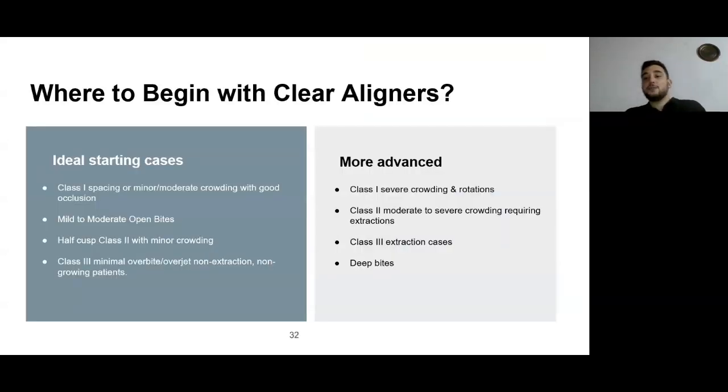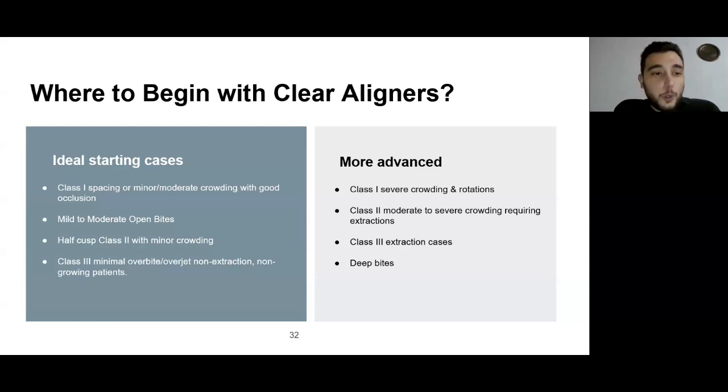So we have these two lists over here. On the left side, we have some ideal starting cases, and there is a list of malocclusions under that. And on the right side, we have more advanced cases. So this seems easy. I just take a look, I just memorize these lists, and I will know how to treat my patients, or which type of malocclusion is more predictable and which isn't.